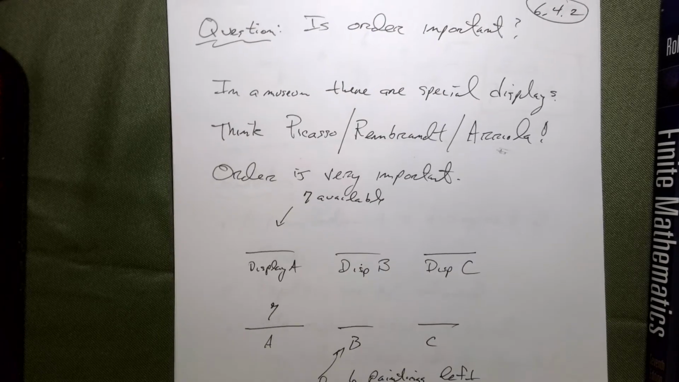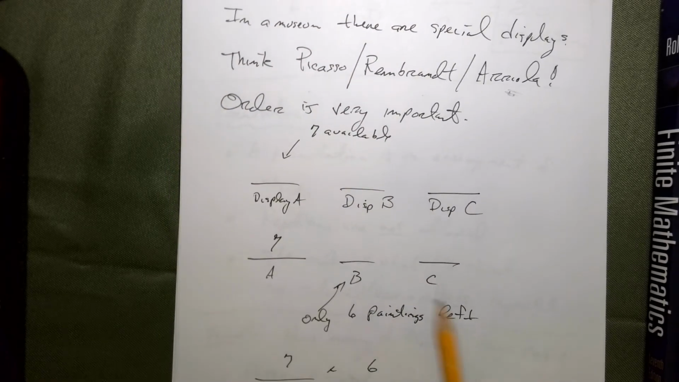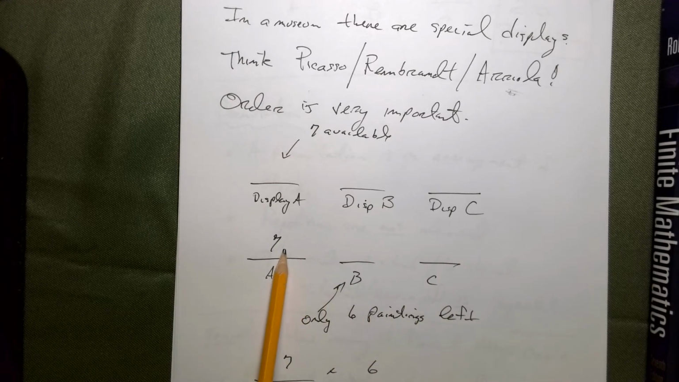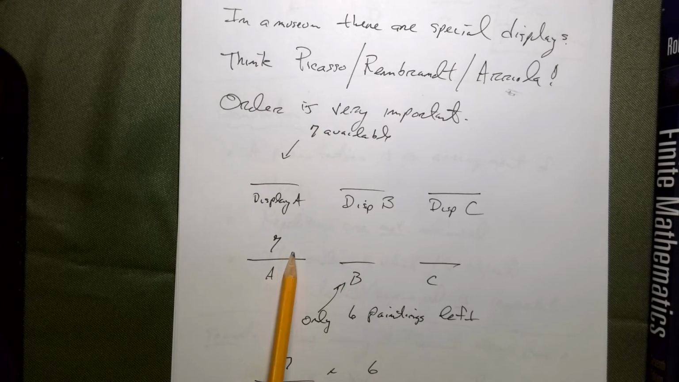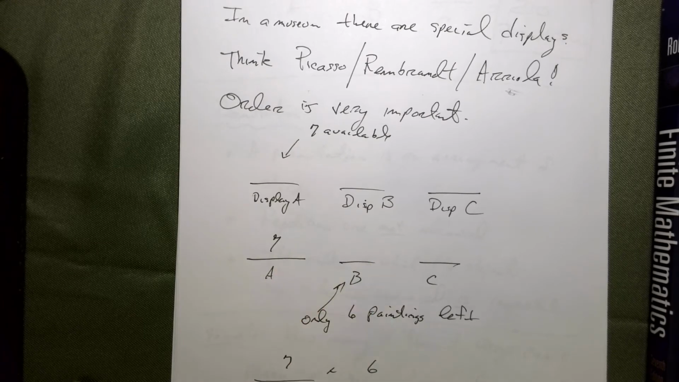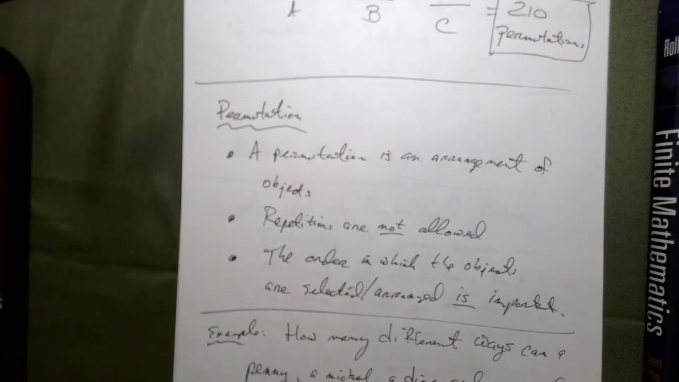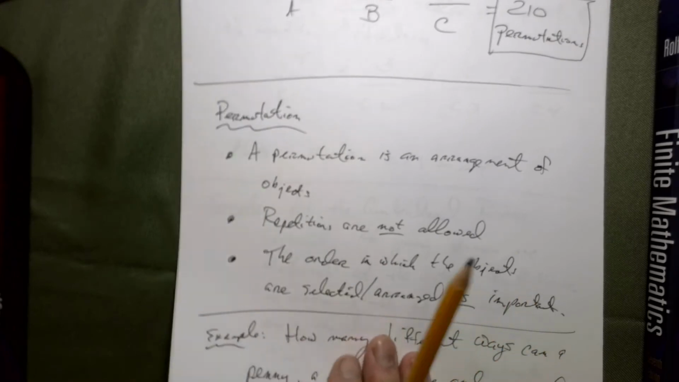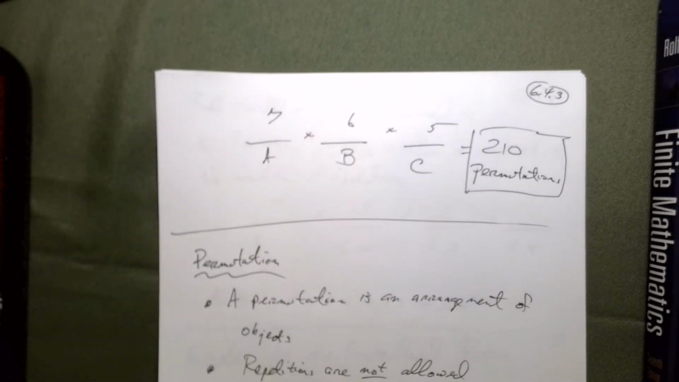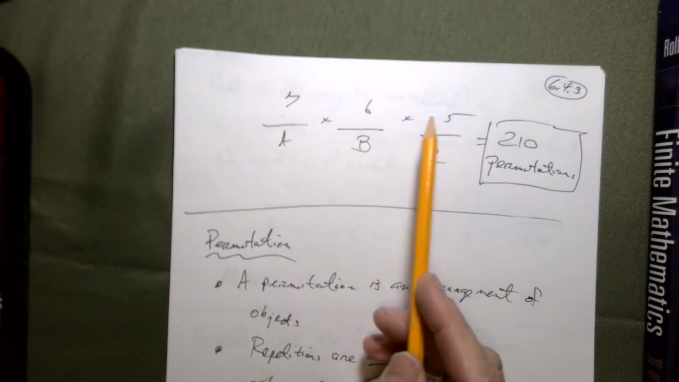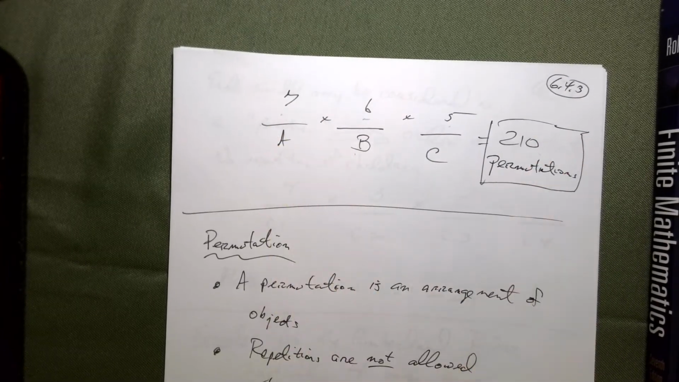So we could use the multiplication principle. It's the same thing: first place, second place, third place. I have 7 paintings that can go in the first. I pull one of them out. I'm not telling you which one I'm pulling out. I have 6 paintings left. I pull one of them out. I have 5 paintings left. So the multiplication principle just says 7 times 6 times 5, 30 times 7 is 210.